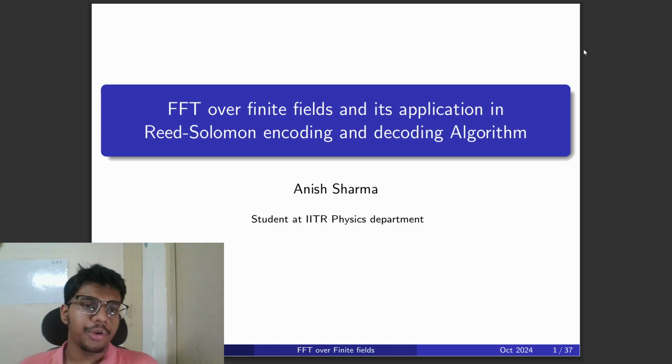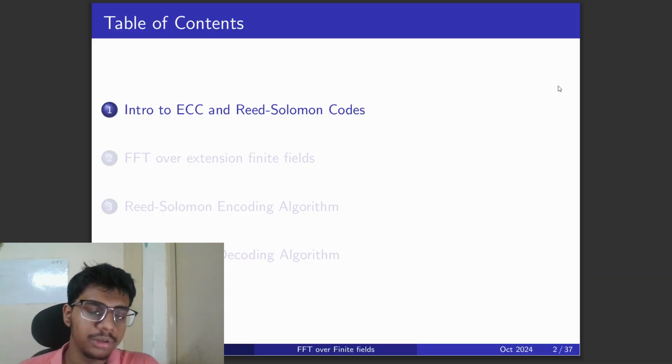Today I'm going to talk about a topic which is fast Fourier transform over finite fields and its application in Reed-Solomon codes. So let's move on.